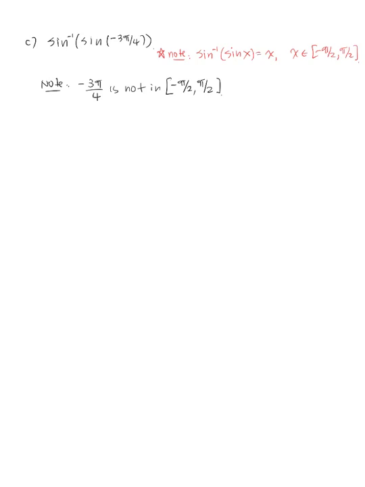Now, if you don't see that negative 3 pi over 4 is not in negative pi over 2 to pi over 2, feel free to convert that into a degree measure. So let me just do that. Negative 3 pi over 4 is what? Negative 135 degrees. Okay, which is not in, so this notation means not inside of negative 90 degrees to 90 degrees, which is equivalent to negative pi over 2 to pi over 2. So what we need to do now is to find the reference angle for negative 3 pi over 4.